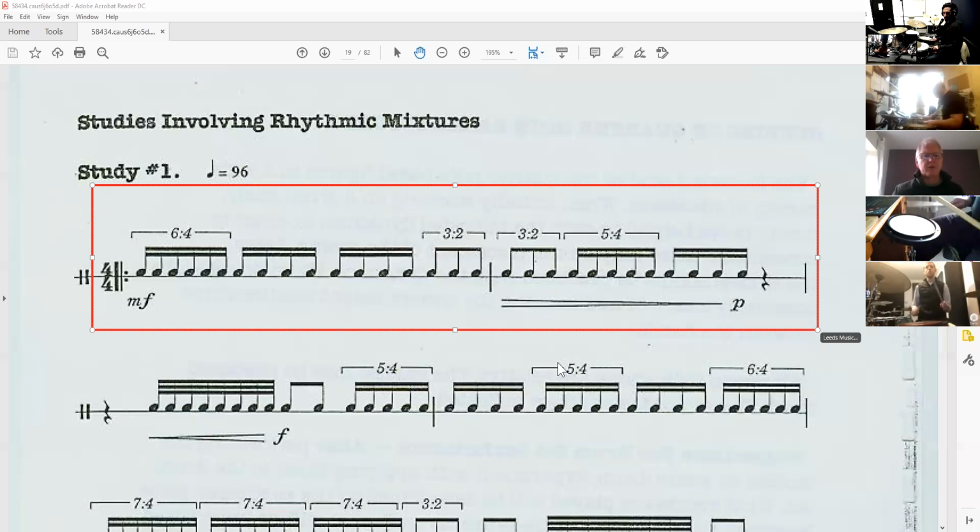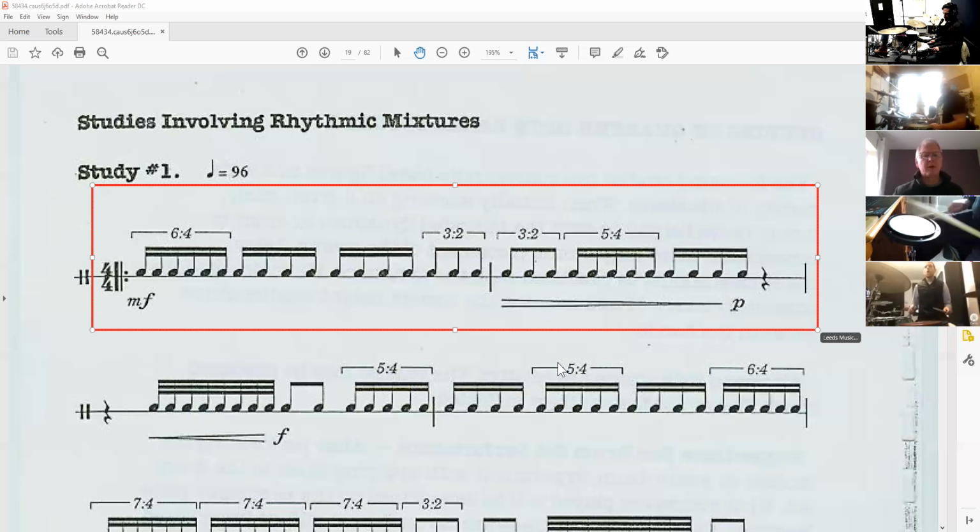1 and the 1 and the 2 E and the 3 E and the 4 and the 1 and the 2 E and the get the E and the 1, 2, 3, 4. 1, 2, 3, 4. Again. 1 and the 1 and the 2 E and the 3 E and the 4 and the 1 and the 2 E and the get the E and the 4.